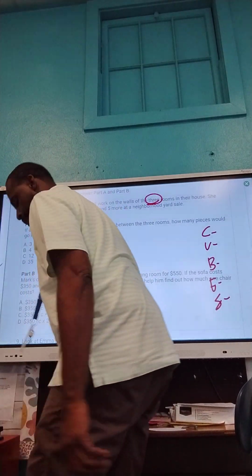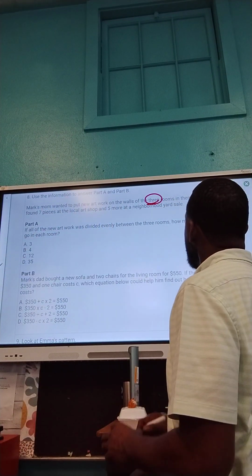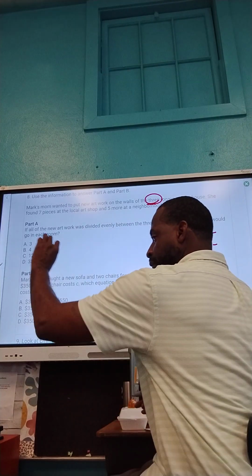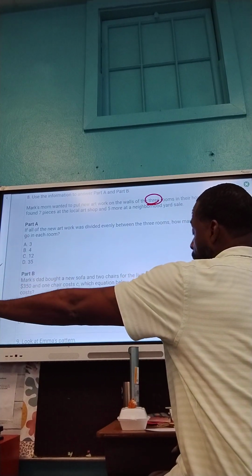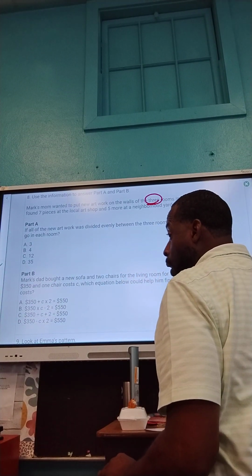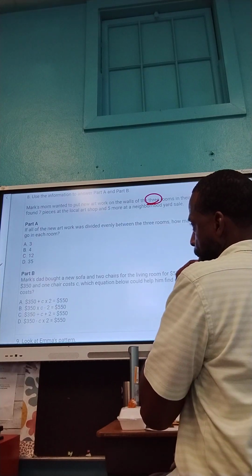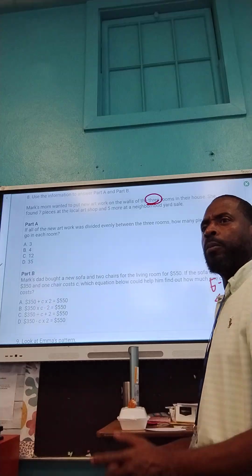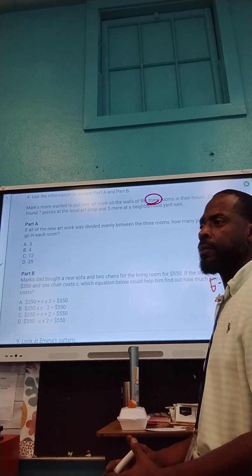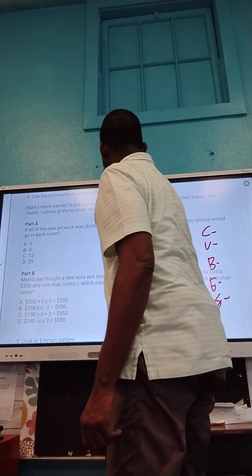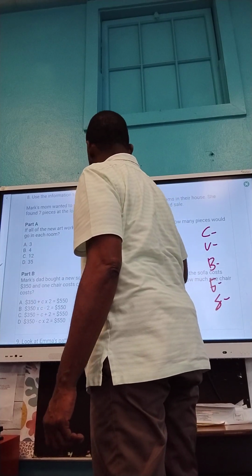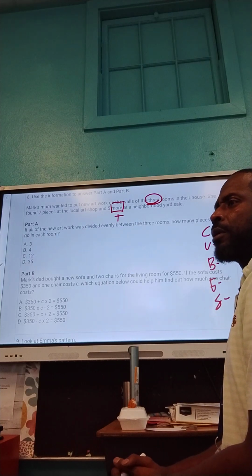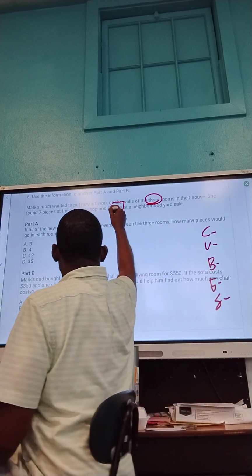All right, now let's read on. She found 7 pieces at the local art shop and 5 more. Stop right there. More. What do you know about more? What math operation are we going to use for more? Addition. All right, so we're going to box in that keyword and put a plus sign there. I heard 2 numbers while I was going over this. 7 and 5.